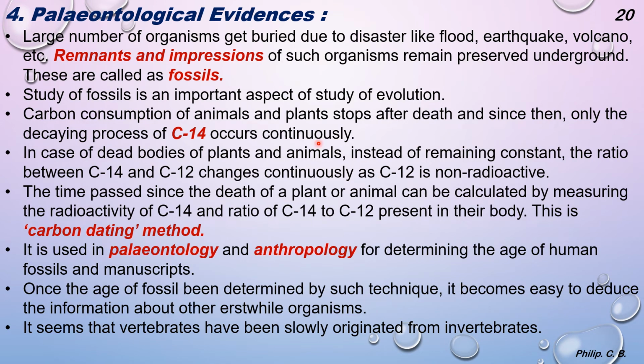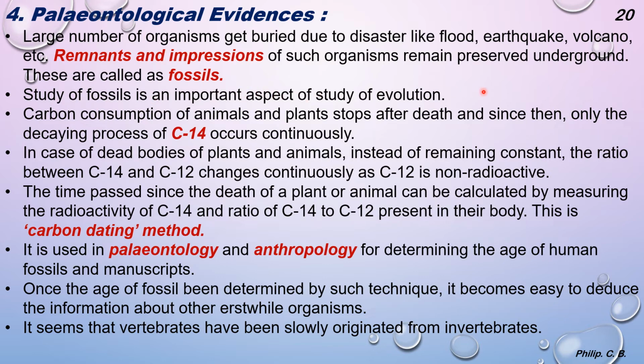Then the fourth one is what? Paleontological evidence. Now, what is paleontology? In simple words, it is about fossils, whatever remains of the earlier organisms, which may get buried in the soil. Coming to the first point, a large number of organisms get buried due to disasters like flood, earthquake, volcano, etc. Remnants and impressions of such organisms remain preserved underground. These are called what? Fossils. The study of fossils is an important aspect of evolution.